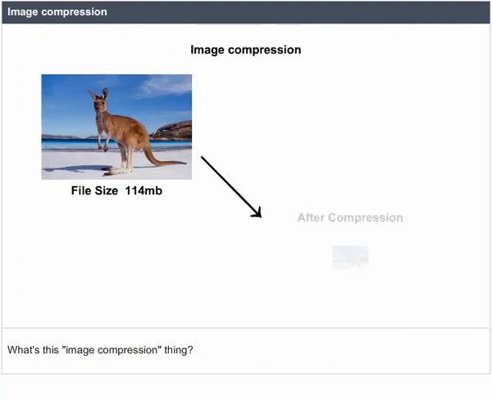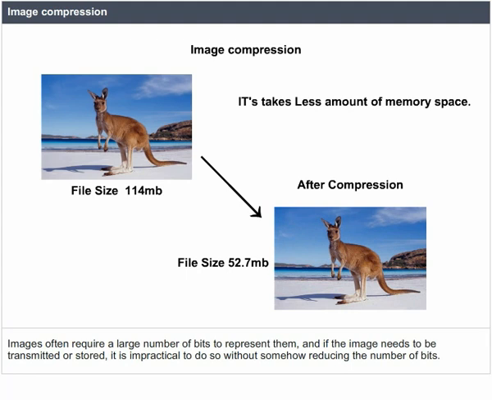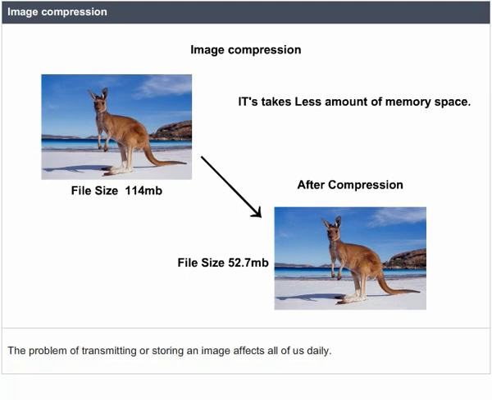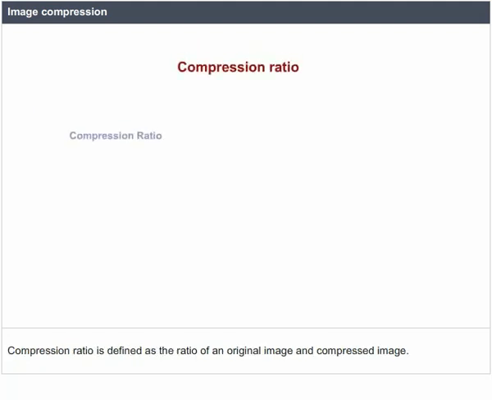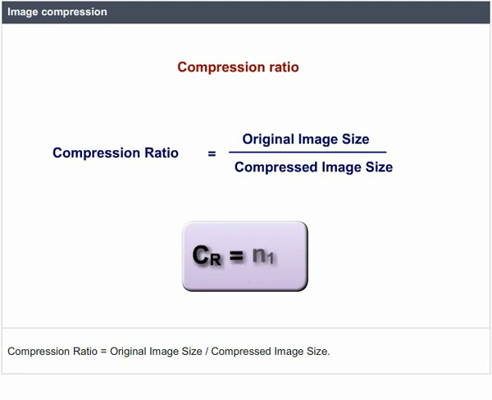What's this image compression thing? Image compression is used to minimize the amount of memory needed to represent an image. Images often require a large number of bits to represent them, and if the image needs to be transmitted or stored, it is impractical to do so without somehow reducing the number of bits. The problem of transmitting or storing an image affects all of us daily. Compression ratio is defined as the ratio of an original image and compressed image. Compression ratio equals original image size divided by compressed image size.